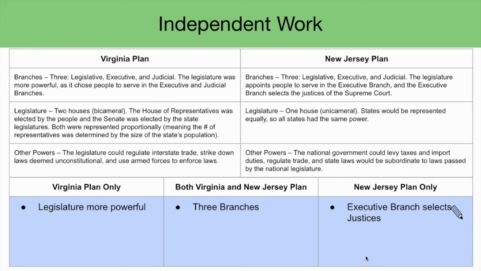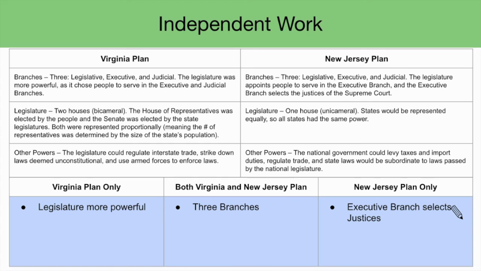So there's a few differences here between the Virginia plan legislature and the New Jersey plan legislature that I want to highlight. The Virginia plan has 2 houses, while the New Jersey plan has 1 house. Under the Virginia plan, the House is elected by the people, the Senate is elected by state legislatures, and both houses were represented proportionally. Under the New Jersey plan, states are represented equally.